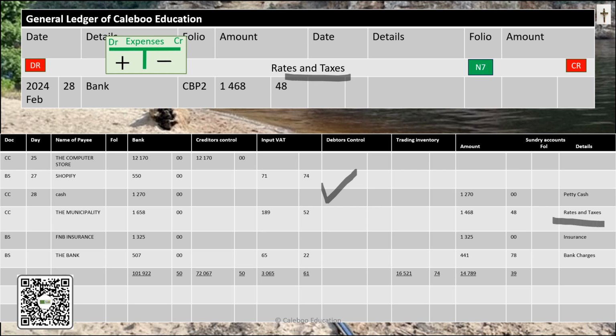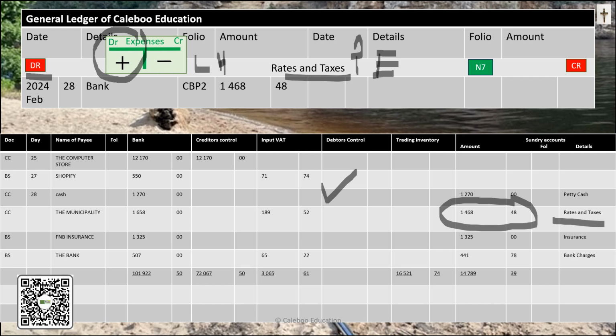Next, down the sundry column is rates and taxes. The amount was 1468 and 48. Rates and taxes is an expense. There's an increase in expense. The rule says the account must be debited. So we put the entry on the left hand side, which is the debit side. There's the date. The contra account is bank. Where did the information come from? The Cashbook payments. What is the amount? 1468 and 48. So now we've done rates and taxes.